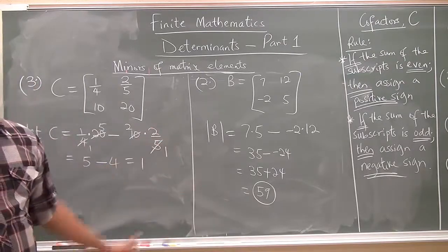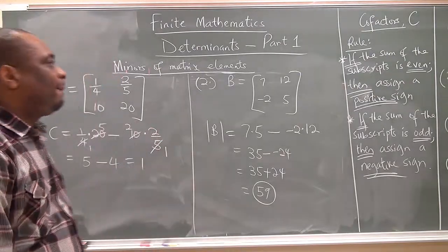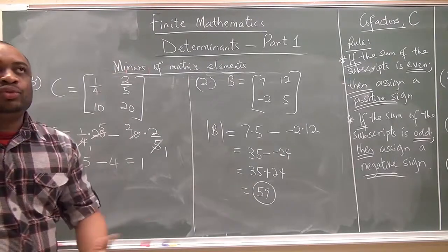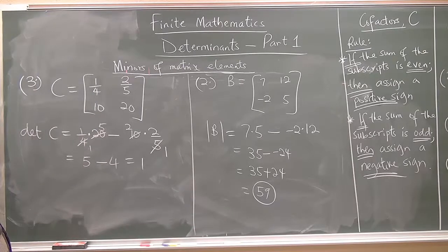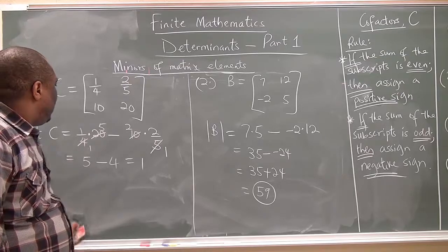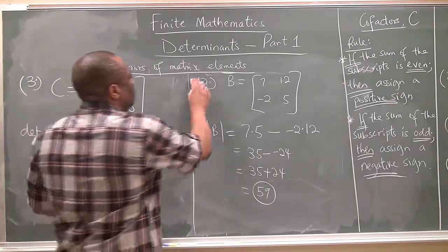Unimodular matrix. If the determinant is 1, it's a unimodular matrix. Okay, 5 minus 4, 1. Let's make sure we got it right. Okay. The next one, number 4.